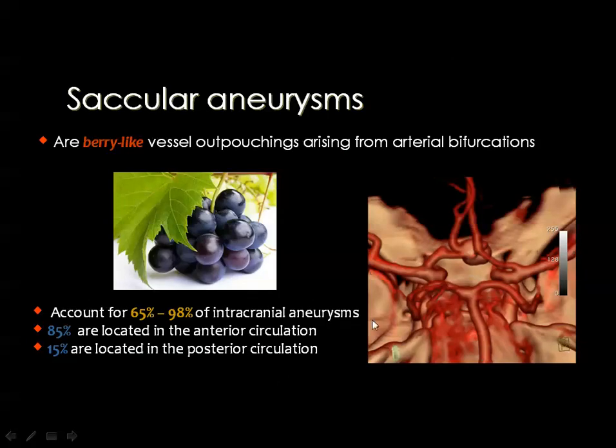In saccular aneurysms, or what is known as berry-like aneurysms, they appear on imaging as outpouching from the arterial wall, usually at the regions of the arterial bifurcation. Berry aneurysms or saccular aneurysms are the most common type of intracranial aneurysms, representing about 65 to 98% of the intracranial aneurysms. And most of these aneurysms are located in the anterior circulation, and 15% of these aneurysms are located in the posterior circulation.